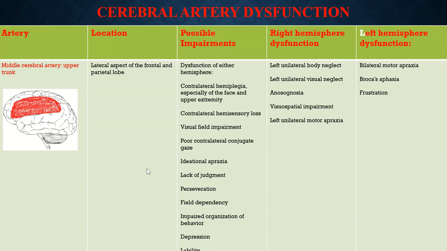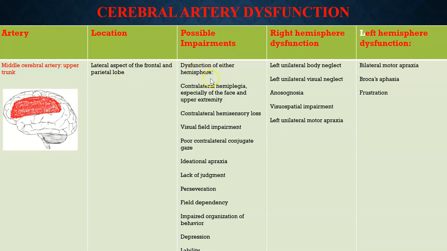Now we will discuss the cerebral artery dysfunctions. So middle cerebral artery, again, in this diagram, I'm just going to discuss the upper trunk of the MCA. The upper trunk will cover the frontal lobe and parietal lobe, this area. It's the frontal and parietal lobe.